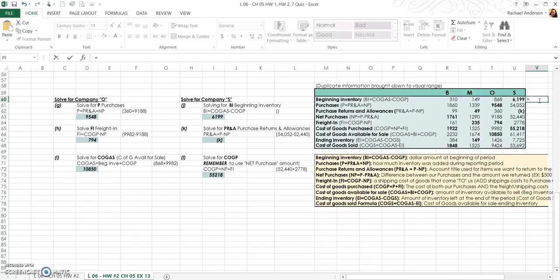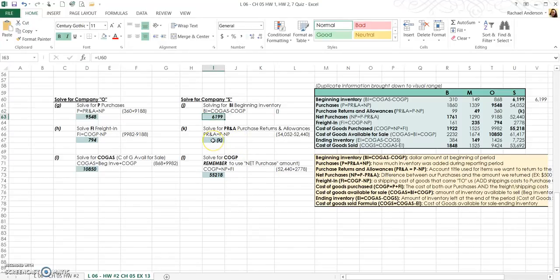Now let's go back up here and just do a quick little calculation, just to make sure that our beginning inventory is in fact $6,199. We know that we take the cost of goods available for sale, which is right here, of $61,417. And then we're going to subtract our cost of goods purchased, which is $55,218, and it does come up to $6,199. So we do know that that's correct.